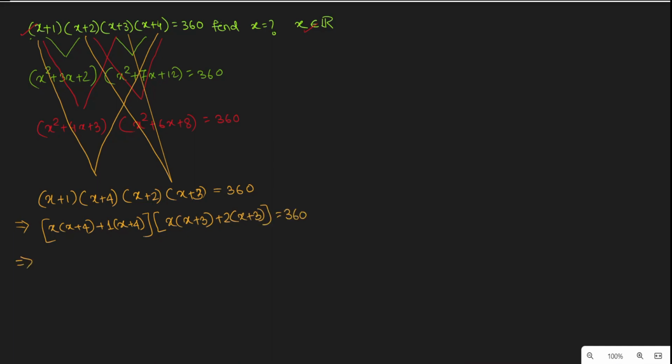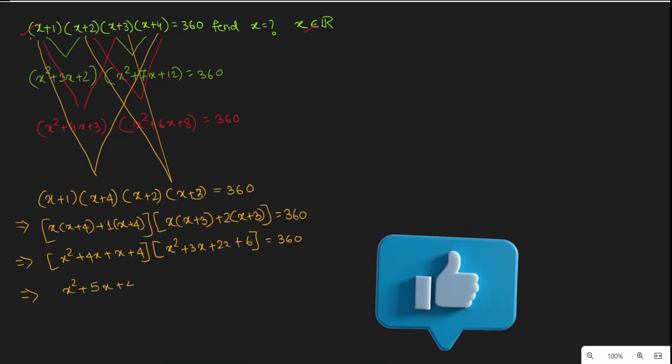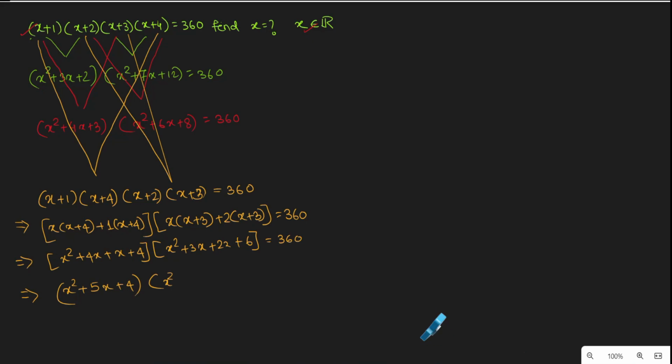Now we can write x into x, that is x², plus 4 into x, 4x, plus 1 into x, plus 1 into 4, which is 4. Like this, here x into x is x², plus 3 into x is 3x, plus 2 into x is 2x, plus 2 into 3 is 6, equal to 360. Now we can write it as (x² + 4x + x, that is 5x + 4) multiplied with (x² + 3x + 2x, that is 5x + 6), equal to 360.